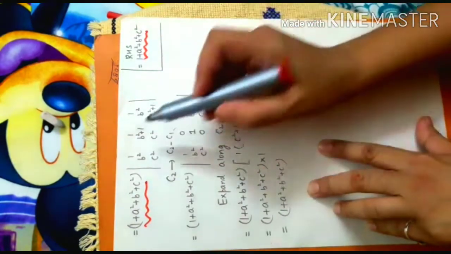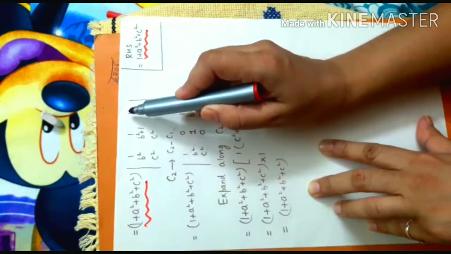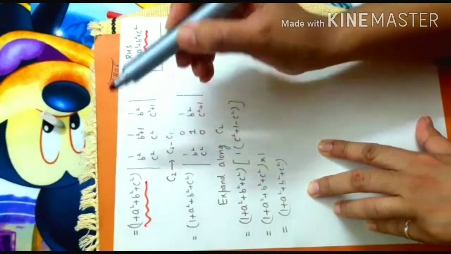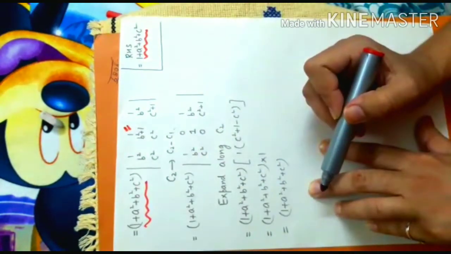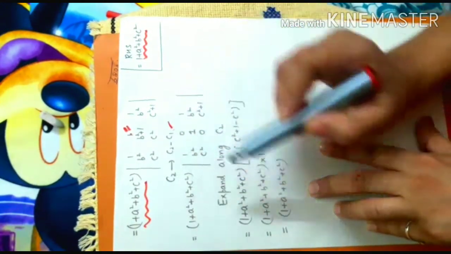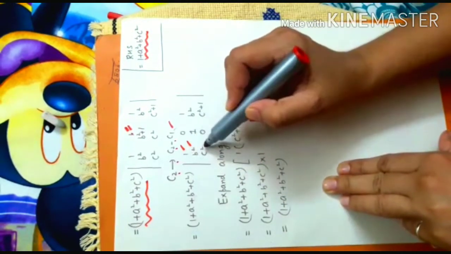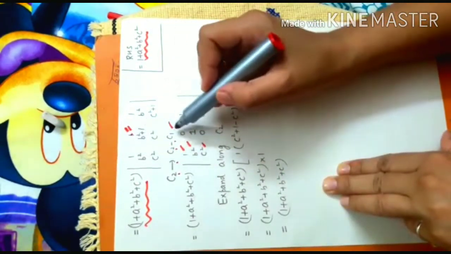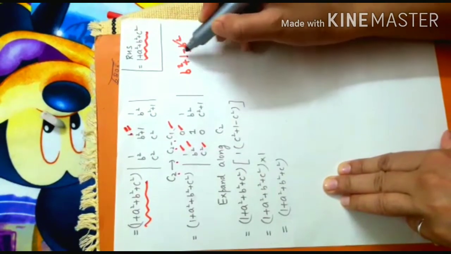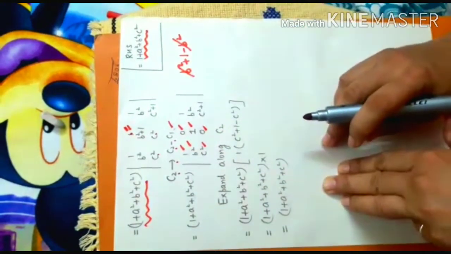Now to get that, we have got first row comprising of all 1. So I'll make this 0. So I perform the operation C2 minus C1. So C2 changes to C2 minus C1. So first column will remain same. 1 minus 1 will give you 0. This b square plus 1 minus b square will give you 1. And c square minus c square will give you 0.